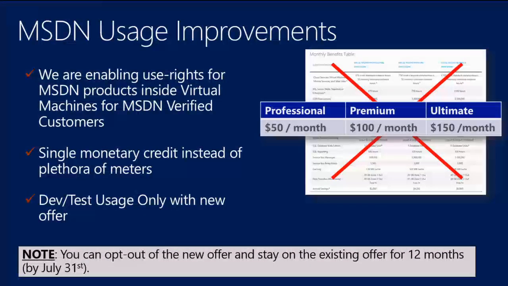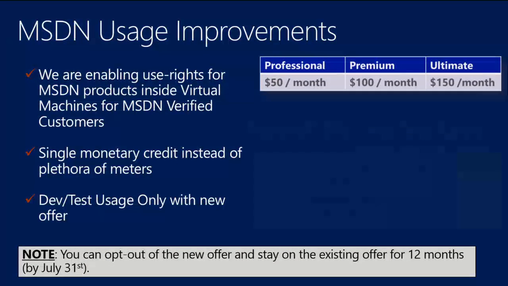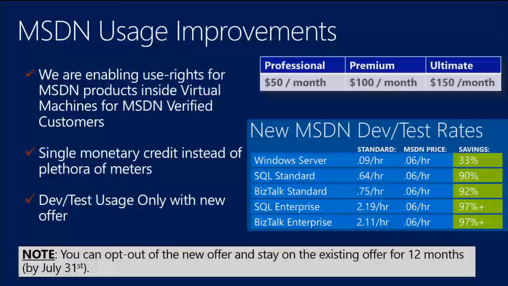In addition, we've changed the prices on the software itself. So Windows Server in a standard IaaS, if you're using it for production usage on a pay-as-you-go basis, is 9 cents an hour per core. Linux is 6 cents an hour. So now you'll see the MSDN price for Windows Server is the Linux price.